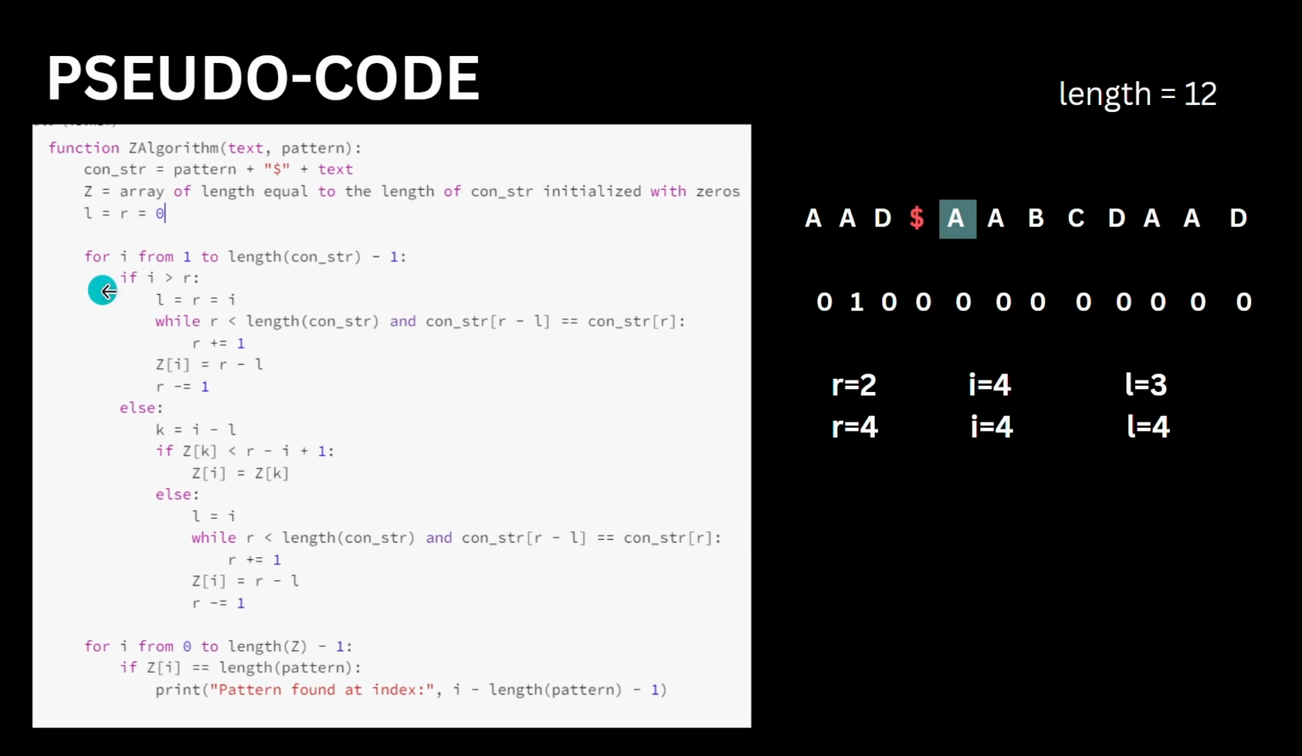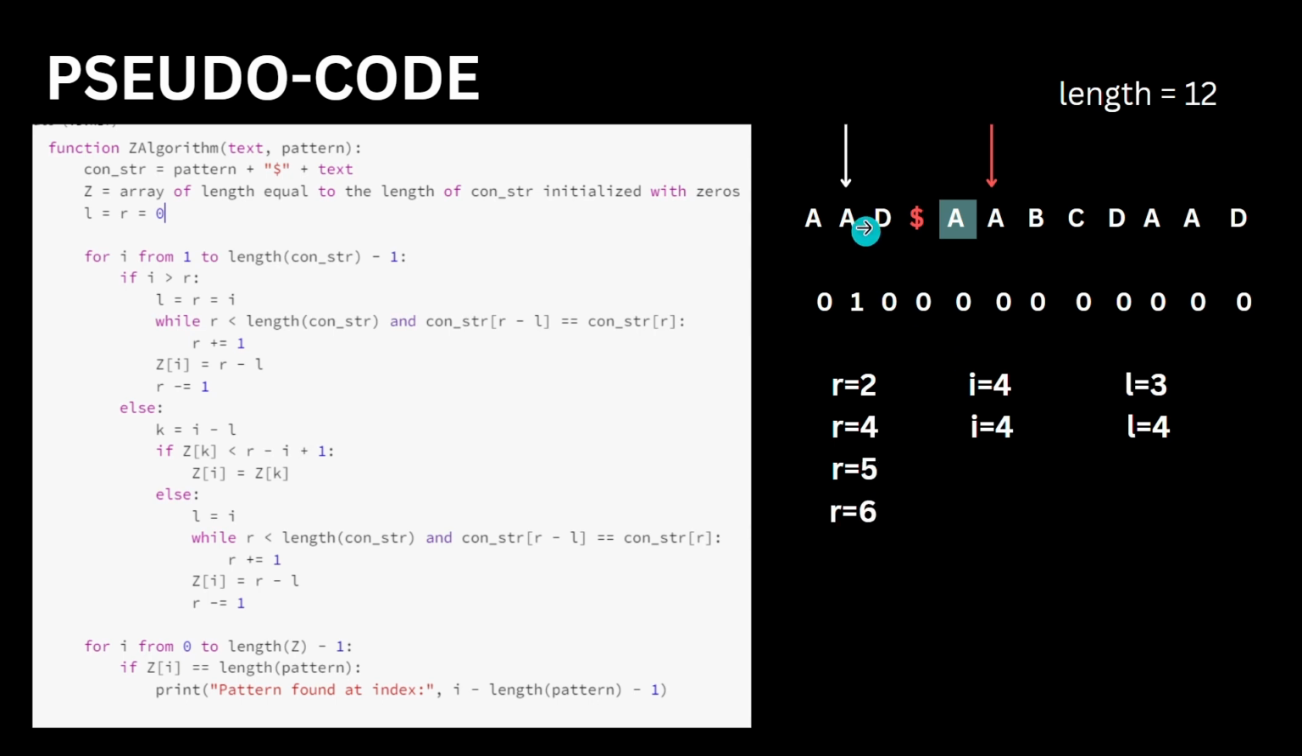As I is greater than R, we will be getting into the if loop, which is L is equal to R is equal to I. So R is equal to 4, I is equal to 4. Now we'll iterate through the while loop. R is less than the length, and we'll check that index and the first index, they both are same, equal, so R value has been incremented, so R value is 5.